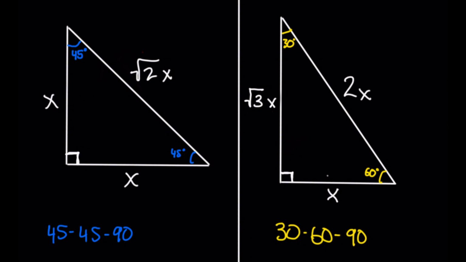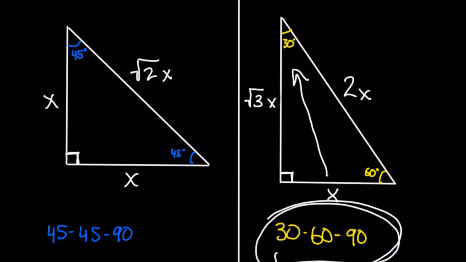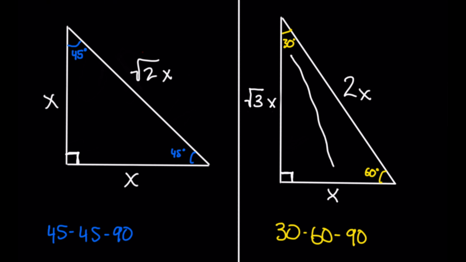Also, you can tell that a leg is shorter by the angle that is opposite from it. 30 is the shortest angle out of all of these three angles. So we know that the side opposite from it is the shortest. This is something that you just need to remember.